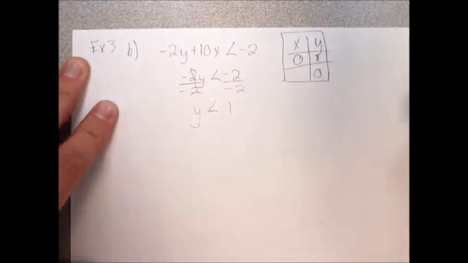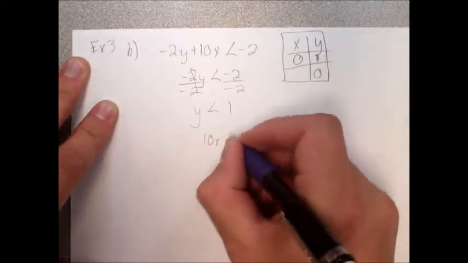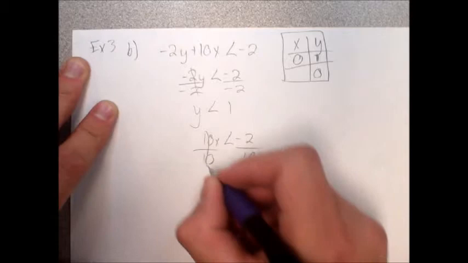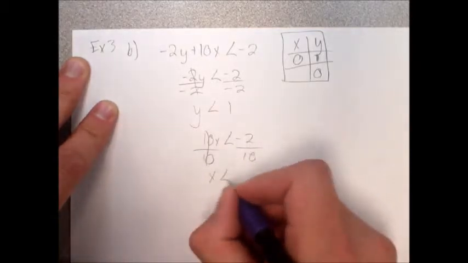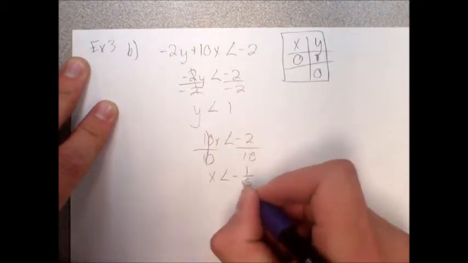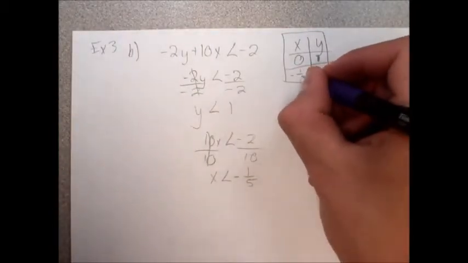Okay. Plug in 0 for y. I'm left with 10x is less than negative 2. Divide by 10, and I get x being less than negative 1/5. So that one's not awesome to graph, but I can still do it.